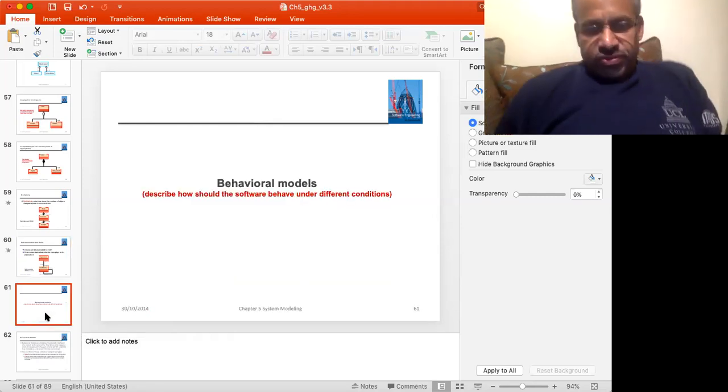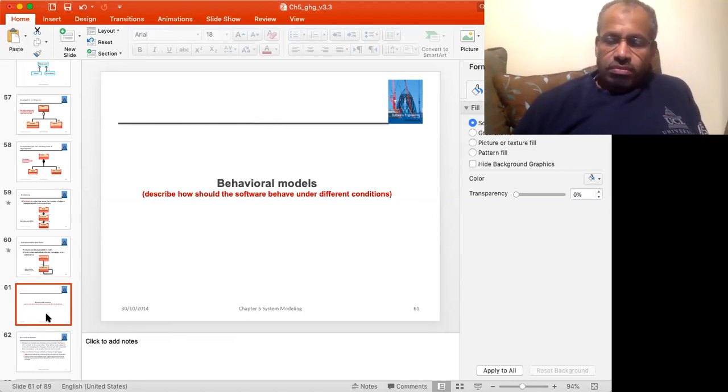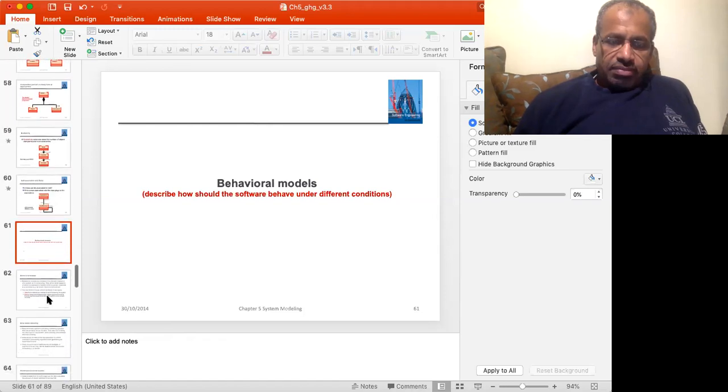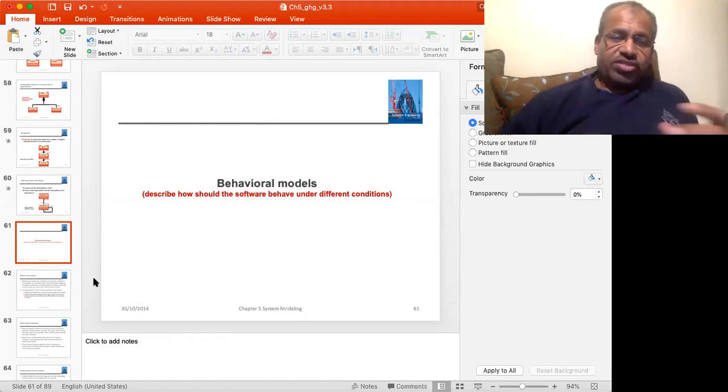Now let's go to behavioral models. Behavioral models aim to describe how the software should behave under different conditions. Describing behavior this time, not the structure, not the static structure. This is more like a dynamic perspective, looking at the software in action, or describing what it should be like in action. How does it respond and how does it behave?